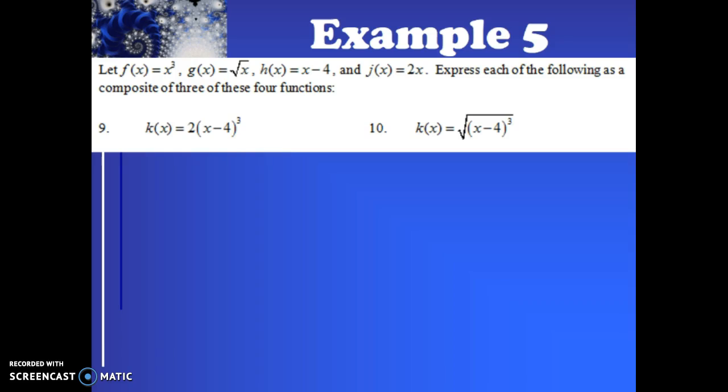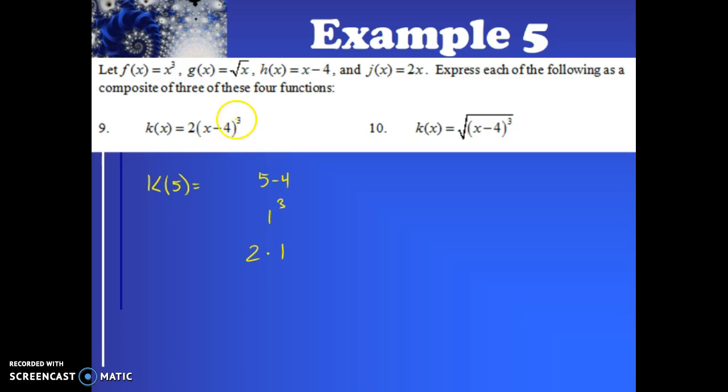This is working backwards. The idea here is that they're giving you the answer of this statement made up of all these different functions, and they're asking you to put it together. What I'd suggest you do is think about how you would evaluate this with a number. So if I asked you to do k of 5, the first thing you would do is do your 5 minus 4 to be able to get 1. The next thing you would do is take that 1 and you would cube it. And then the last thing you do is you'd multiply that answer by 2 to be able to get a solution of 2.